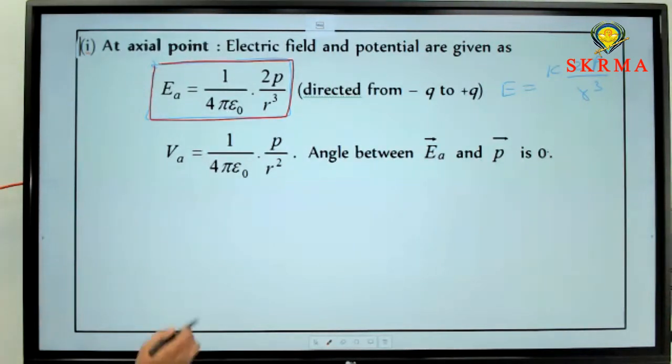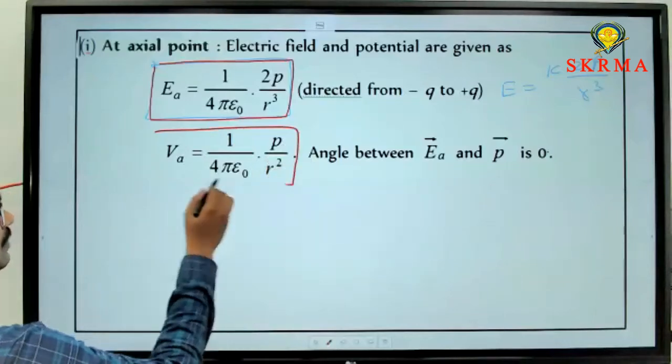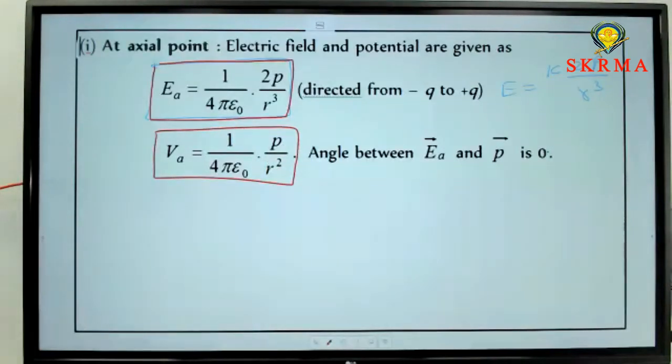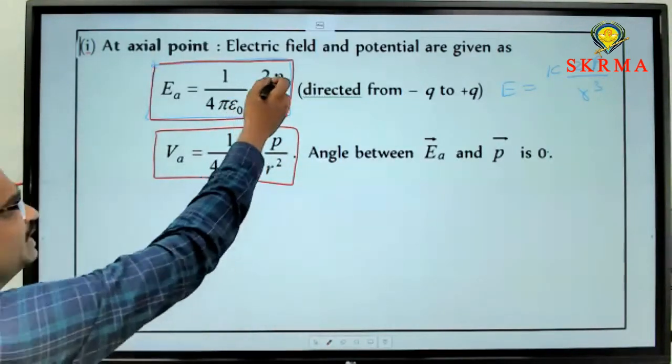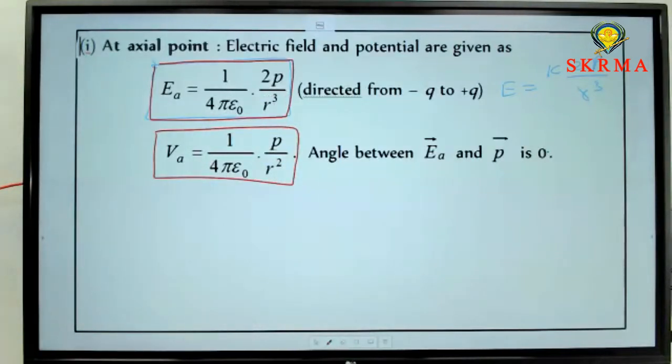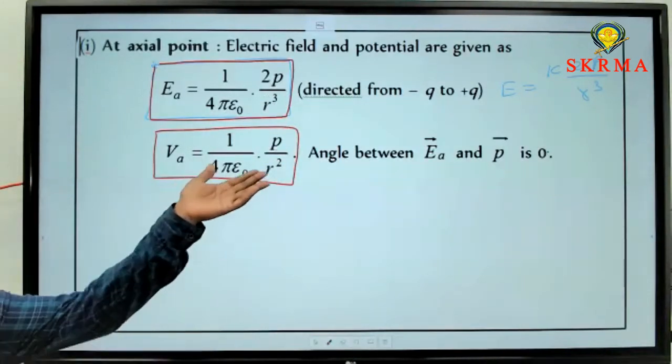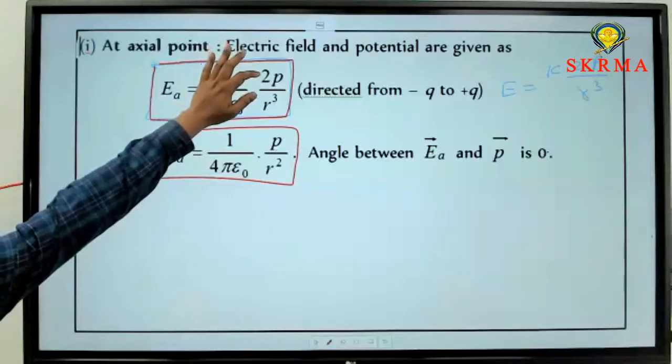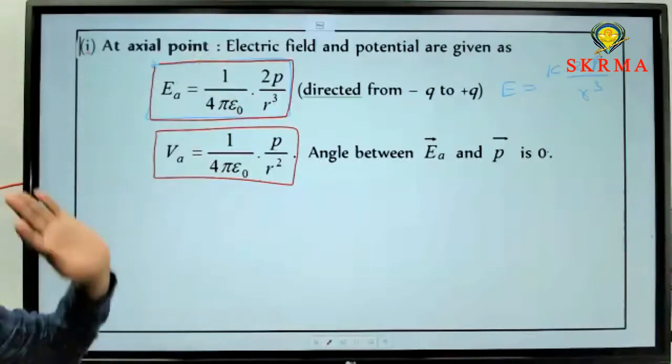Next potential. So 1 by 4 pi epsilon naught p by r square only. So here 2p is there for the field, here p for the potential; here r cube, here r square only. What is the potential value? P by r square. Next for electric field, 2p by r cube.